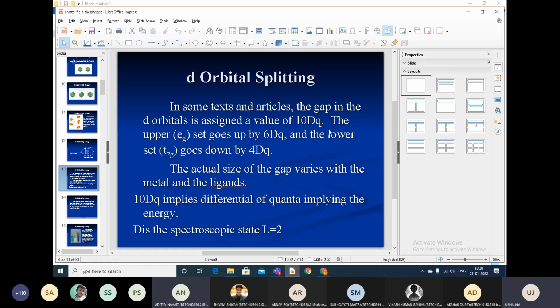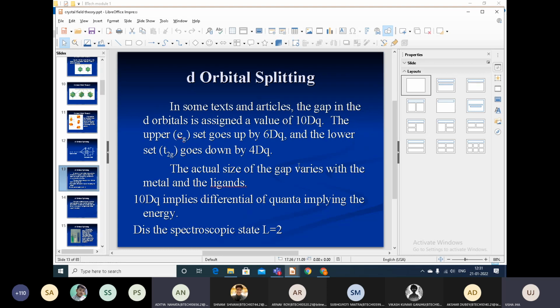In some texts, the gap between the orbitals is assigned a value of 10 dq. The upper EG set goes up by 6 dq, and the lower set goes down by 4 dq. The actual size of the gap varies with the metal and the ligand. It depends upon the metal and which oxidation state it is, whether it is 3d, 4d, or 5d, and also upon the type of ligands that are present.